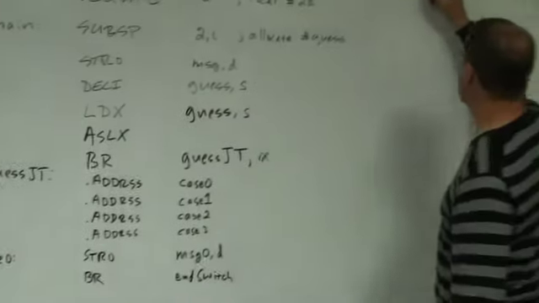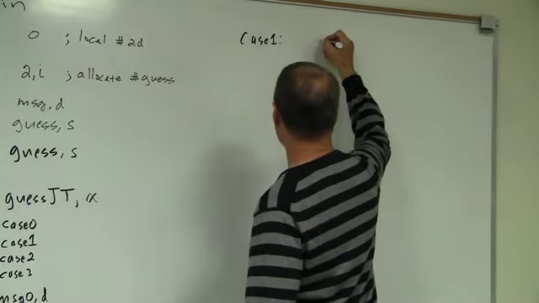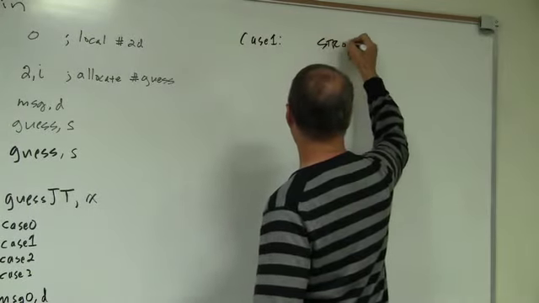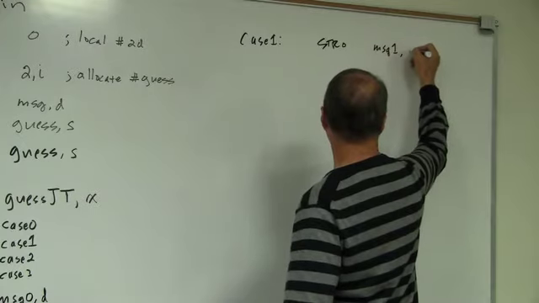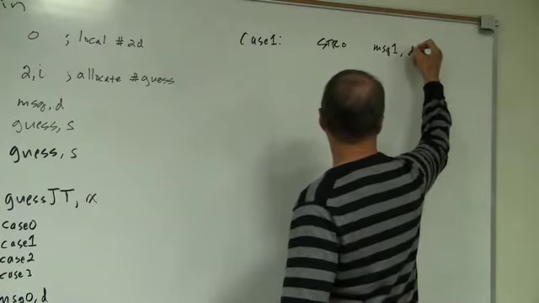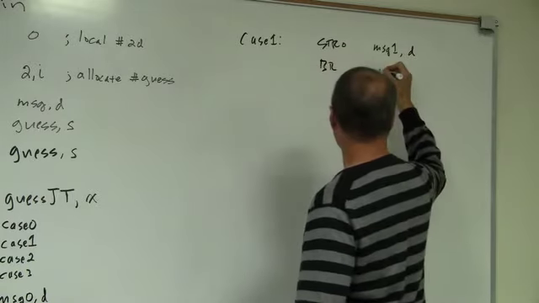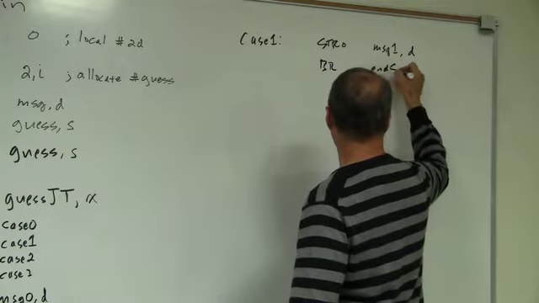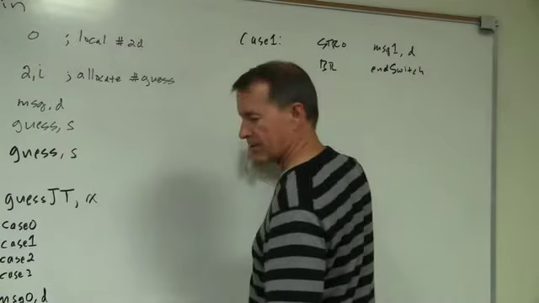And now continuing on, now what case do we have? Case 1. So here we'll do case 1. And this would be a STRO message 1, direct. Is that how we do the STROs? Yep. Direct. And then branch to end switch. And then case 2, etc.